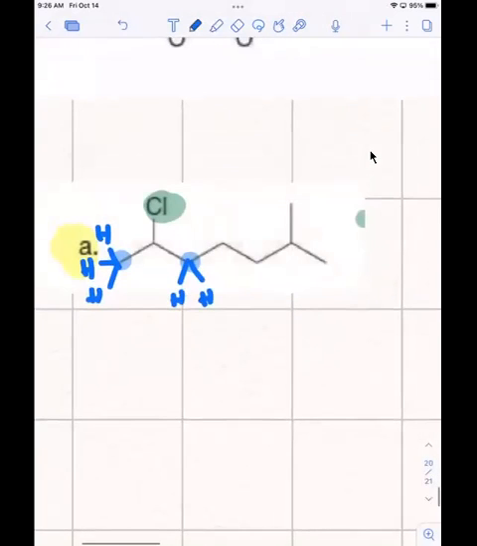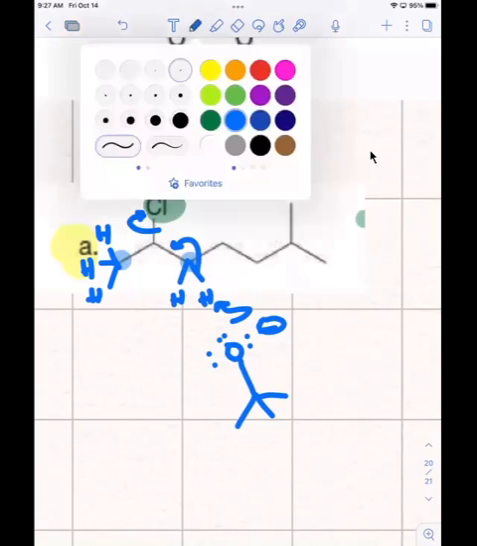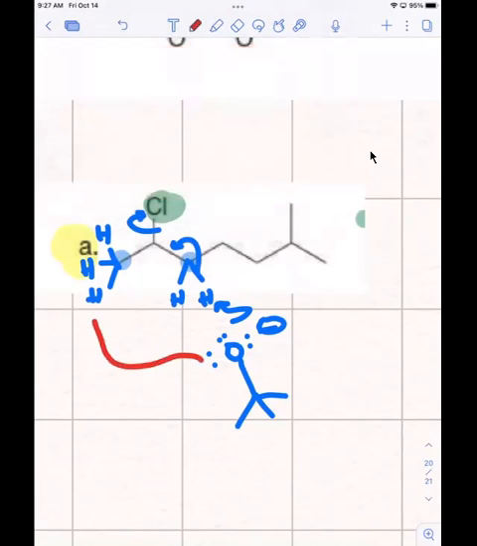So we're not going to go through the whole mechanism. We've seen that already, right? We can do it for one side over here. This is the base. It's coming in, pulling off a proton. These electrons are going here, and then you're losing your leaving group. So that's one of your products. And then may as well do the other side. Here, the base is going to pull off a proton here. Boom, and then same, you'll lose your leaving group.